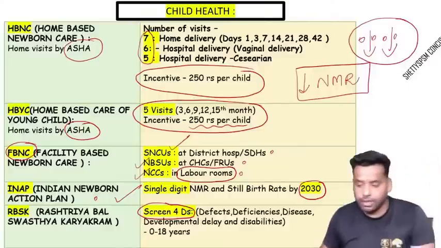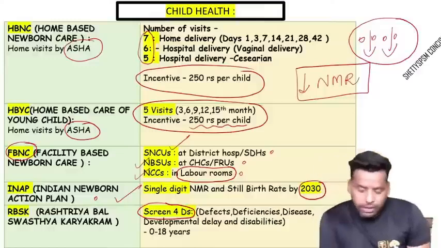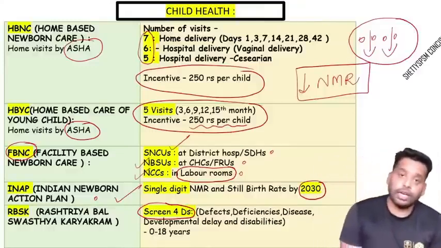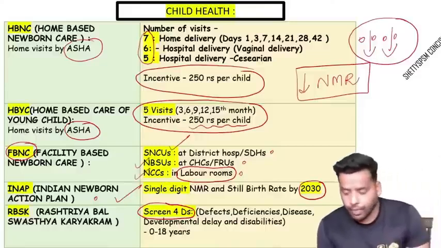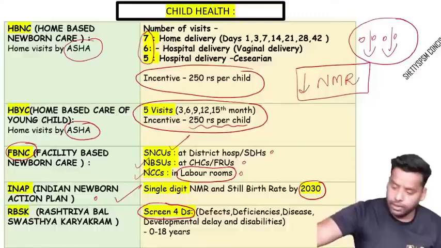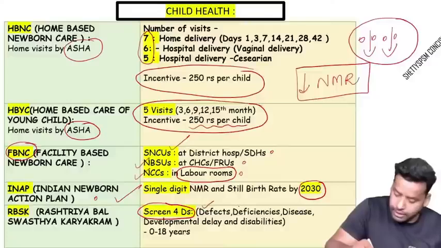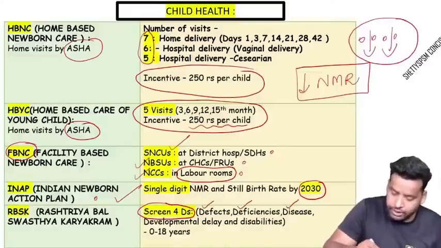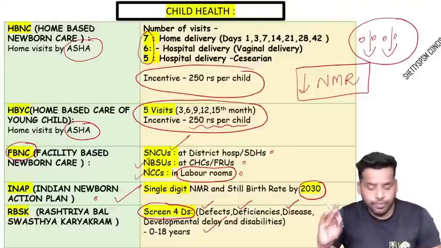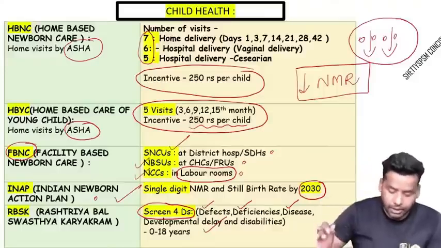What is that scheme where you do screening and take early intervention? What is that scheme called, where you do screening so that you take early intervention later? Rashtriya Bal Swasthya Karyakram. Defects, deficiency, disease, developmental delays.